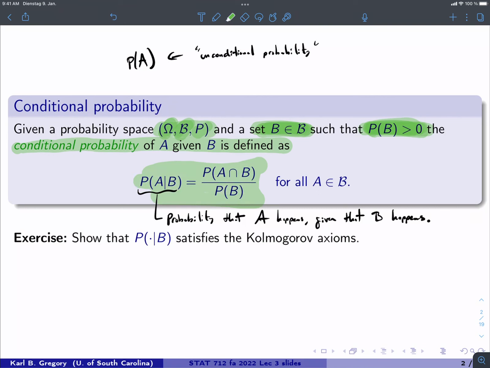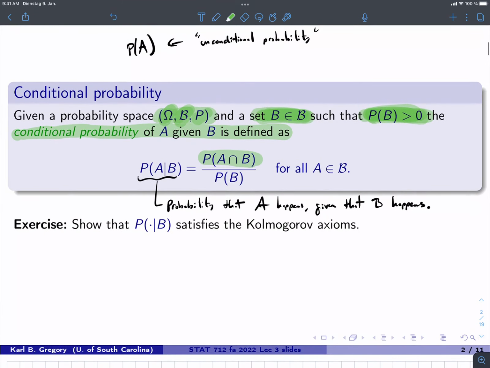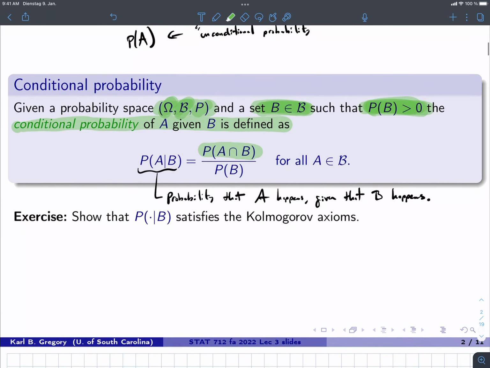And so we define conditional probability in this formula. So probability of A given B is probability of the intersection of A and B over probability of B. So the event we're conditioning on always goes down here in the denominator. Okay, so that's conditional probability.